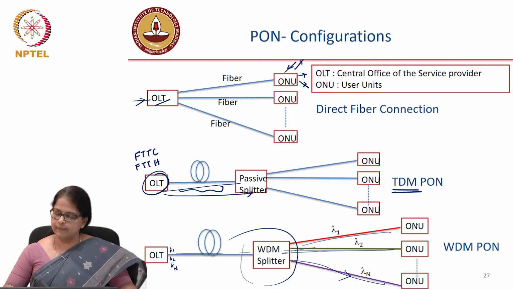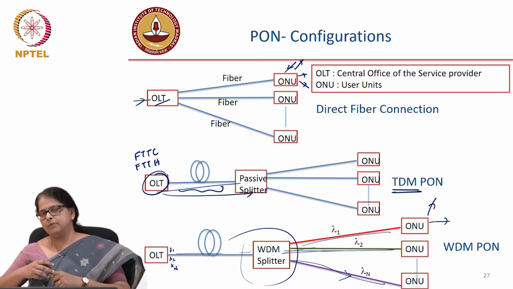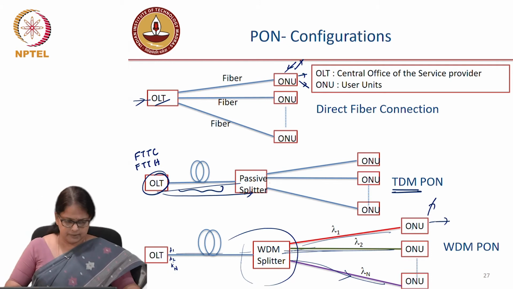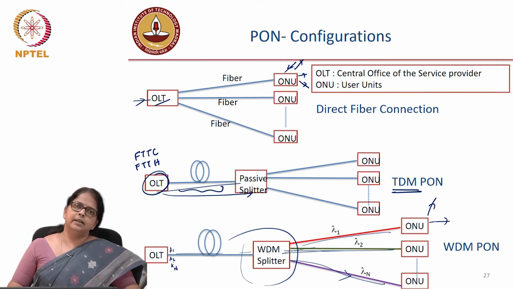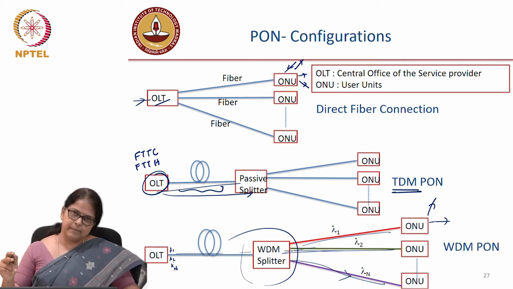And of course, from these ONUs you can now think of a tree topology, or you can think of a star topology which will service multiple sub-users, right? But in general, these are the three PON configurations. One is a direct fiber connection, TDM PON, or WDM PON.